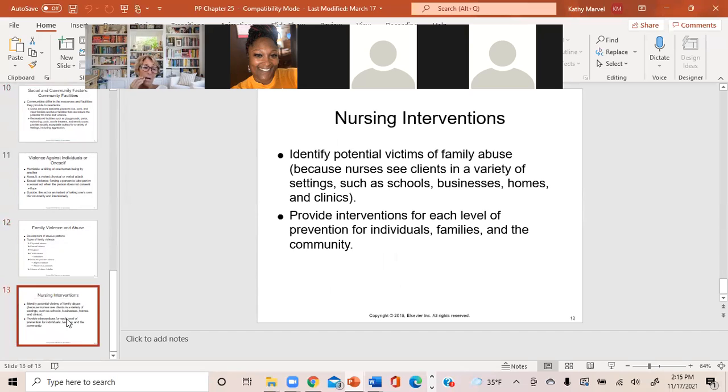Well, how can we help? We can help by being educated enough to identify potential victims of family abuse, because nurses see clients in a variety of settings, such as schools, businesses, homes, and clinics. See it in the schools all the time. All the time. Provide interventions for each level of prevention for individuals, families, and the community.